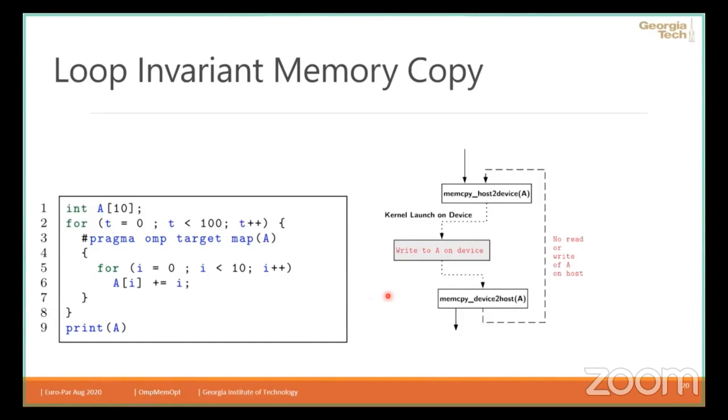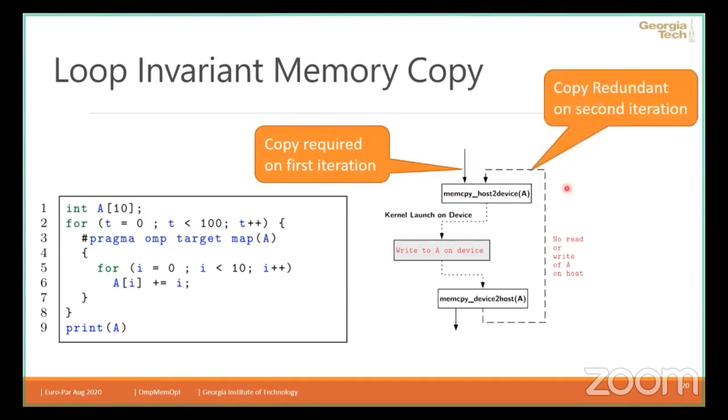In this example, the host is launching a kernel inside an outer loop iteration. So in every iteration of this loop, this kernel will be launched on the device, and we will copy the data from the host to the device and back from device to host in every iteration. In this case, the host to device memory copy is only required on the first iteration. In subsequent iterations, the host to device memory copy is redundant because the host didn't update the array A.